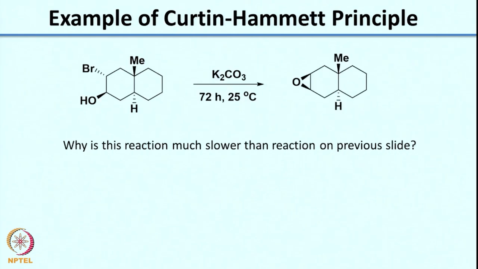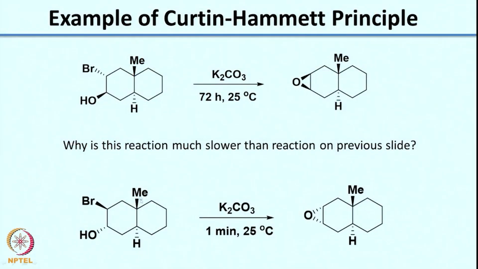So, now I want to leave you with a question. Now that you understand the epoxidation reaction, we have looked at an example of the epoxidation reaction. Here is another molecule. The only difference here is I have Br coming down instead of going up and OH coming up. When I treat this in the presence of a base, the time taken is 72 hours at room temperature. I do not know how many of you noticed in the previous slide how long it took for the reaction to take place, but in case you have forgotten, I will show it to you again. For this particular molecule, it took only 1 minute to form the epoxide, whereas for this particular molecule, it takes 72 hours. So, why is this reaction much slower than the reaction on the previous slide? Think about this question. I leave you with this, and in the next lecture, we would look at the explanation for this particular problem.